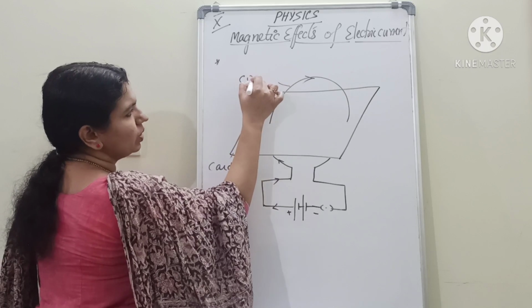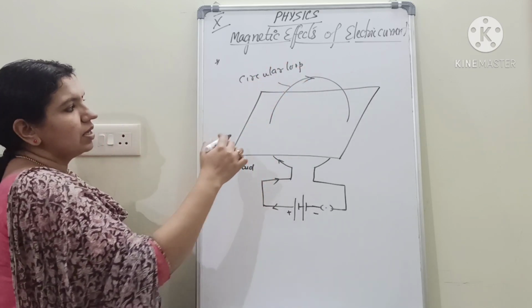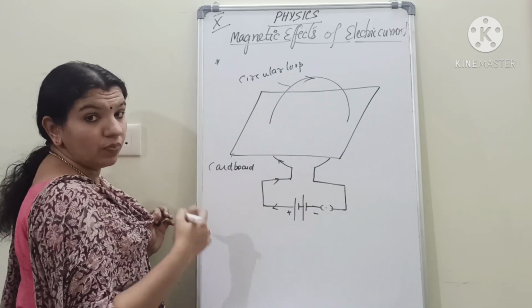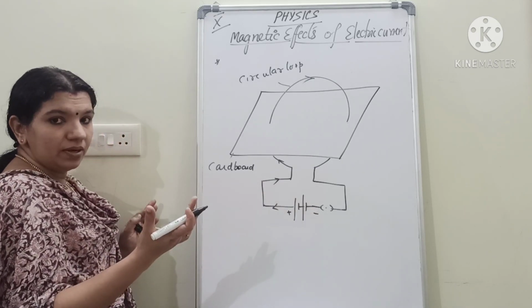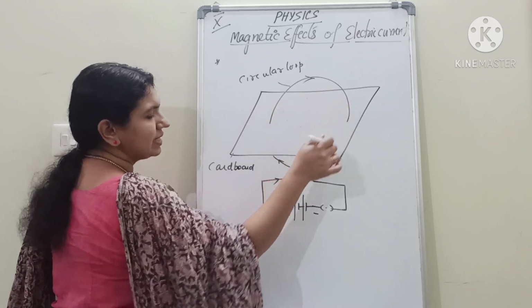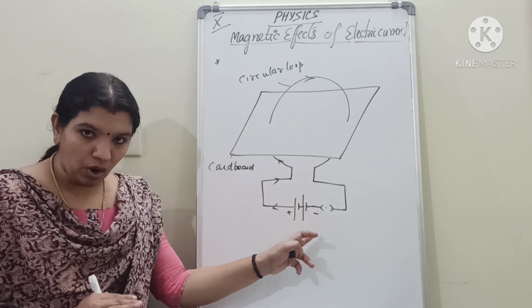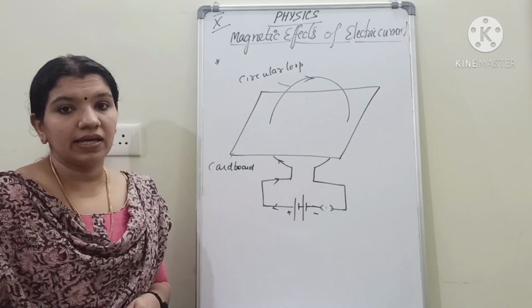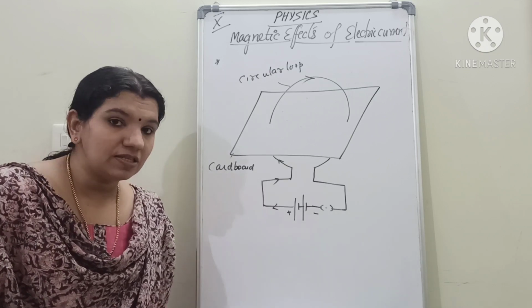So this is the rectangular cardboard. This is the circular loop. Circular current is passing through it when the switch is on. Before switching it on, I can place some iron filings on the rectangular board. When I switch it on, this current carrying loop will behave like a magnet, isn't it? And I can notice the patterns here.